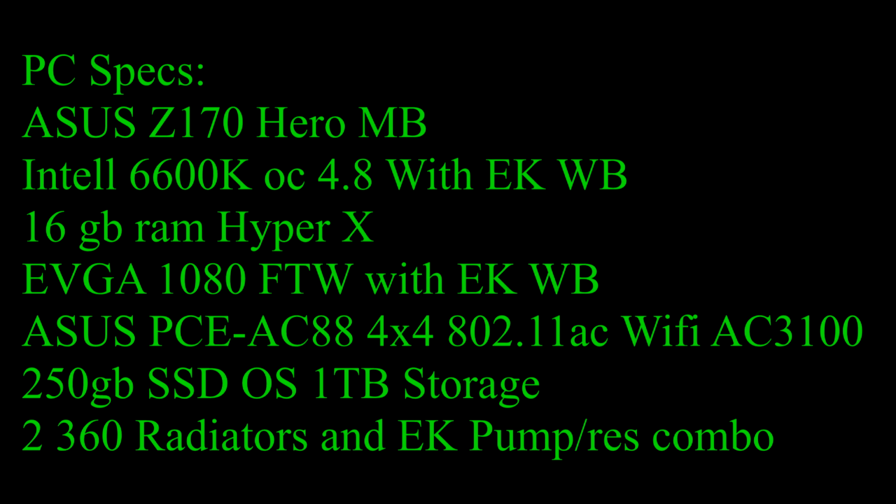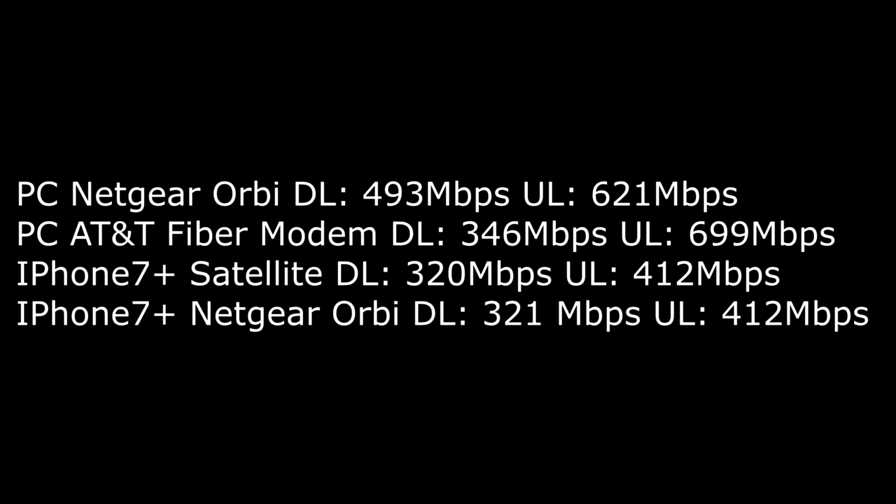So here's the quick rundown that gives you the gist of the specs. And now here is what you see. First, I did the Netgear Orbi, and that was connected where I did PC, Wi-Fi, and the download speeds averaged 493 megabits per second. Upload speeds averaged 621 megabits per second.